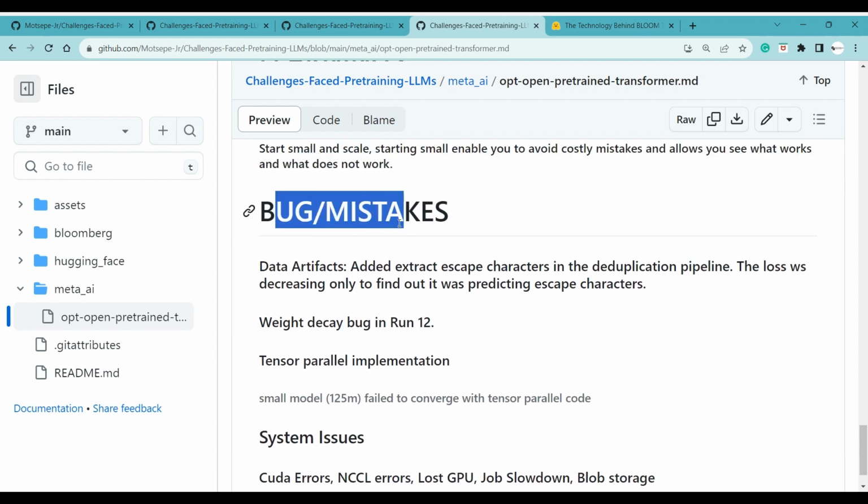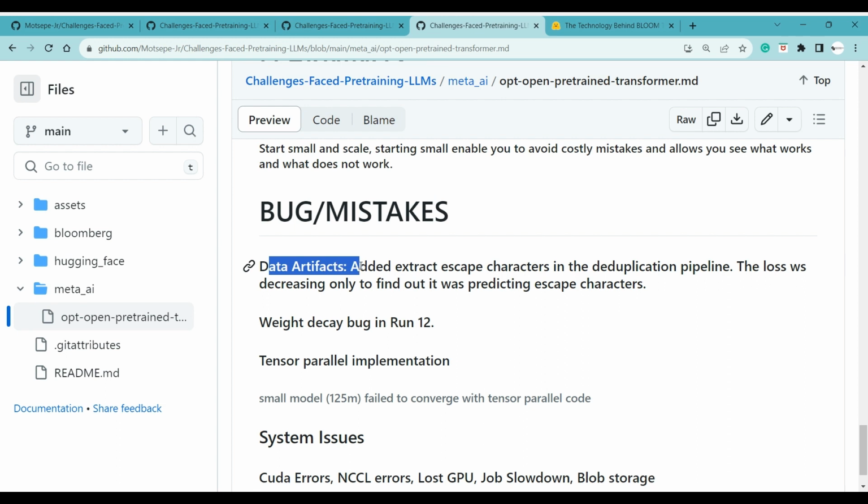Bugs and mistakes. Some of the bugs, they just mentioned that they got a bug in the tensor parallelism implementation, but they did not get into too much detail. That's one thing I was interested in, as distributed training is quite fascinating, so it would be nice to get into the nitty-gritty. But the people building this were not really integrated on the infrastructure side, maybe that's why they did not give information on that.